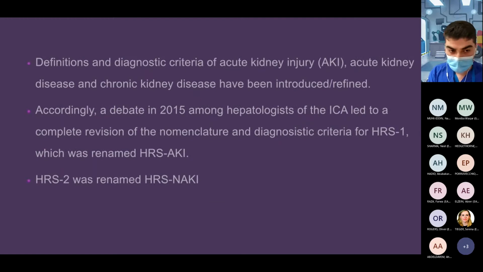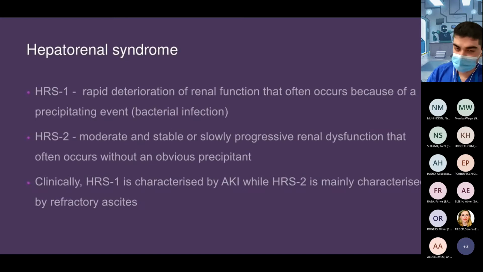Hepatorenal syndrome as a concept has existed for a very long period of time. Over the last few years, there's been some changes in how we describe and label people with hepatorenal syndrome. In a lot of textbooks, hepatorenal syndrome is commonly categorized into HRS1 and HRS2, which I will show in the next slide.